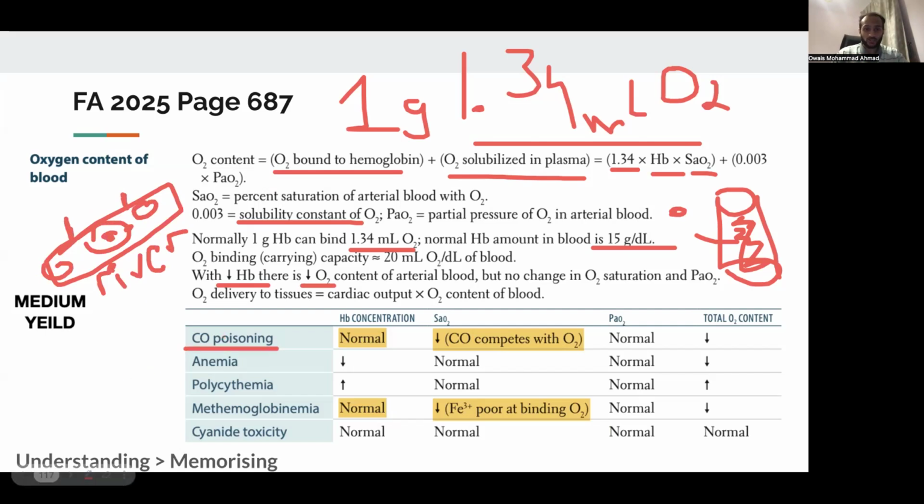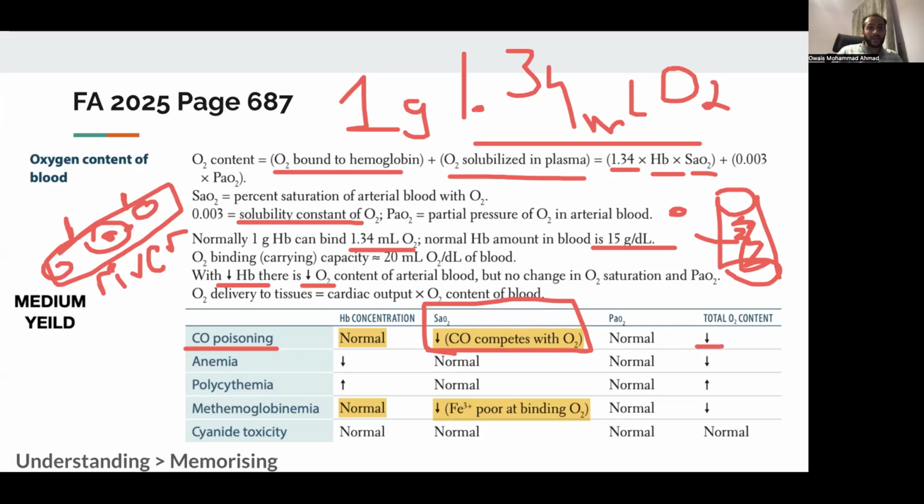Let's see carbon monoxide. Carbon monoxide is going to be a problem in what? Content, saturation, partial pressure, or total content? It's going to be a problem with saturation. The key issue here is your saturation. CO competes with O2. The RBC loves CO. It loves CO, and we can see everything else is normal, and that would lead to a decrease in total O2 content.